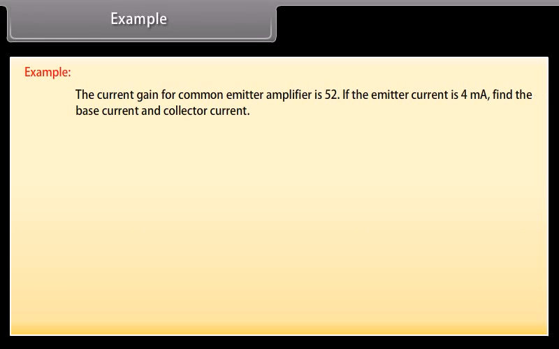Example. Let's take an example of a transistor as an amplifier. The current gain for a common emitter amplifier is 52. If the emitter current is 4 mA, find the base current and collector current. Let's see the solution. Given values are beta equal to 52, IE equal to 5 mA.